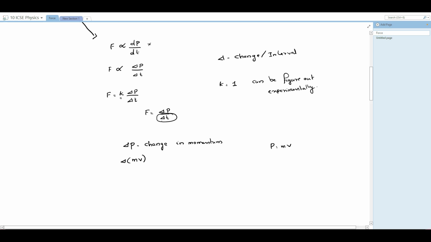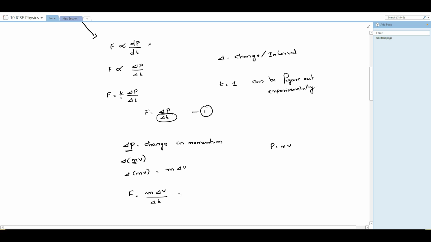Now for an isolated system, mass is independent of time. Mass will not vary with respect to time. The amount of matter will be constant. That means mass is independent of change also. So we can write the change in momentum, delta times mv, as m delta v. Remember we are just talking about delta p. Now substituting delta p = m delta v back into this equation, we get F = m delta v divided by delta t.